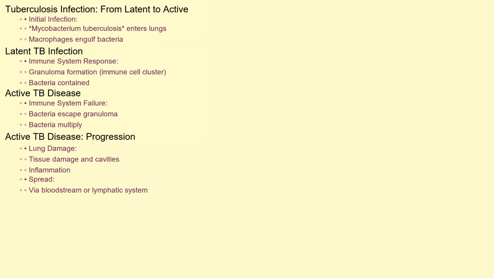The bacteria damage lung tissue, creating cavities and inflammation. This active infection can then spread to other parts of the body through the bloodstream or lymphatic system.